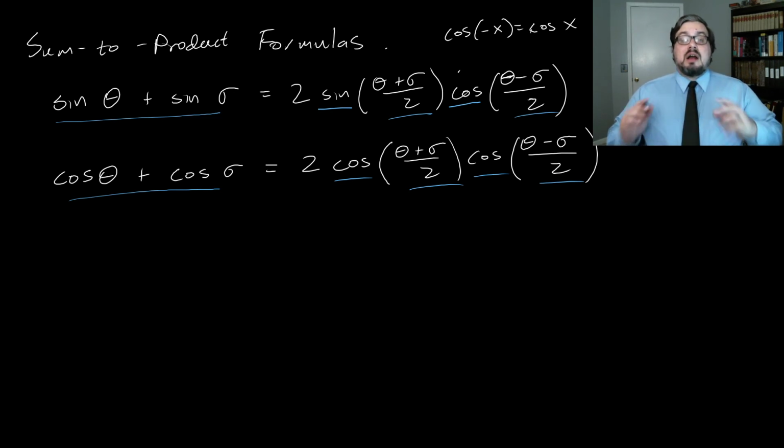Now, there are a couple of things that these formulas don't directly address. The first one is what happens when you have a sine theta plus a cosine sigma, something like this. Well, we're not going to have a formula for that type of expression right away. Unfortunately, we don't have an easy way of using the formulas that we just had in order to figure out what an arbitrary sine of theta plus cosine of sigma is.